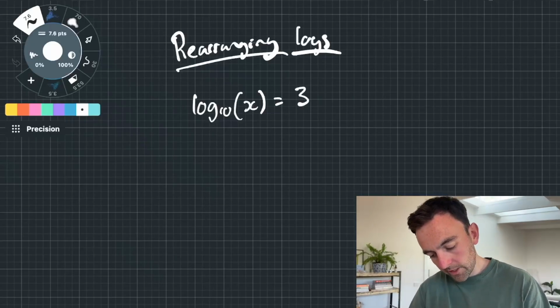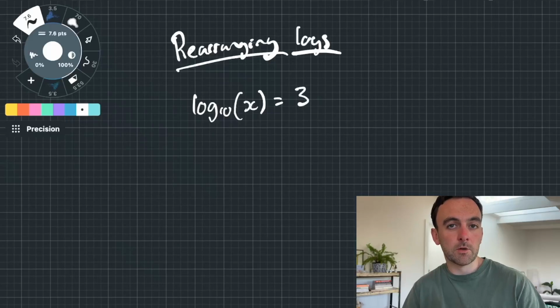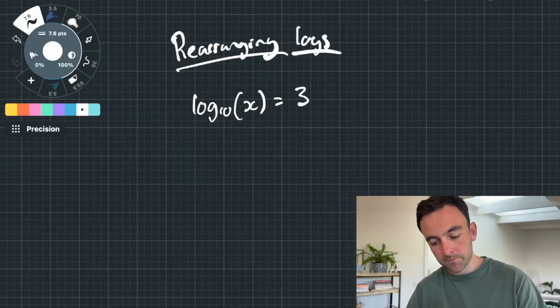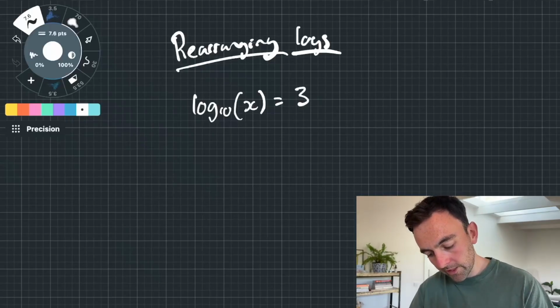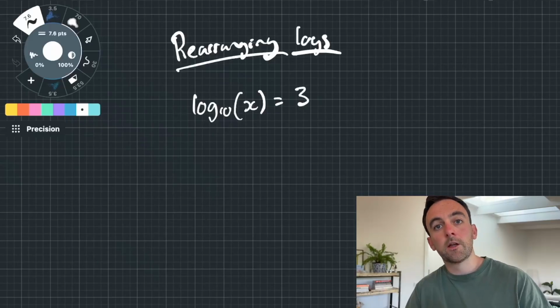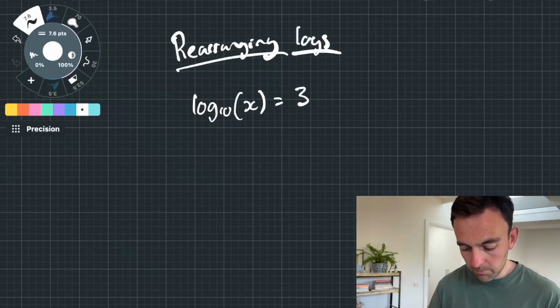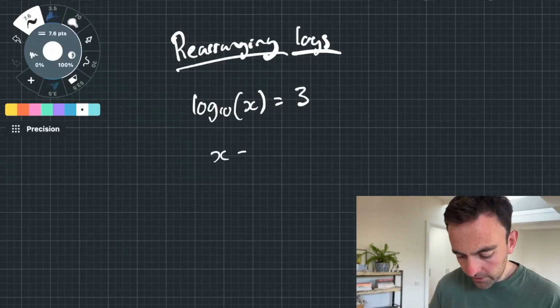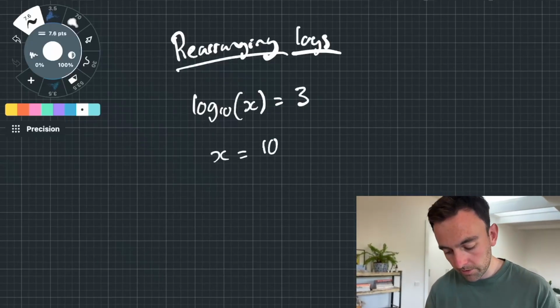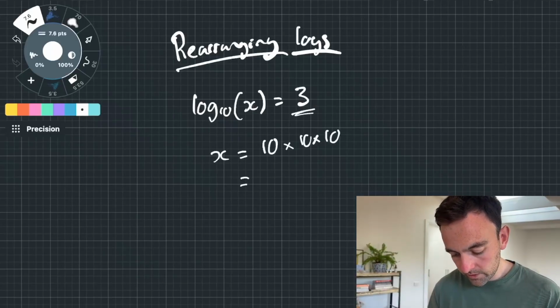So this thing is saying that, remember, the log is asking how many times do we need to multiply the base by itself to get the number. So if we look at this, this is saying that we need to multiply 10 by itself 3 times to get the number. So that would mean that x equals 10 multiplied by itself 3 times. So 10 by 10 by 10, or 10 to the 3.